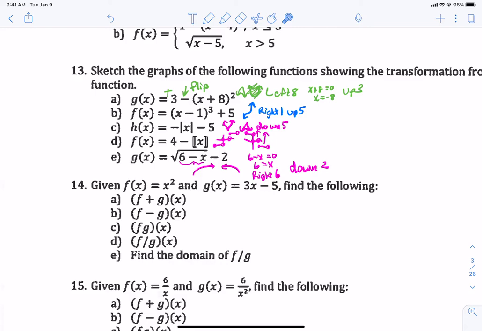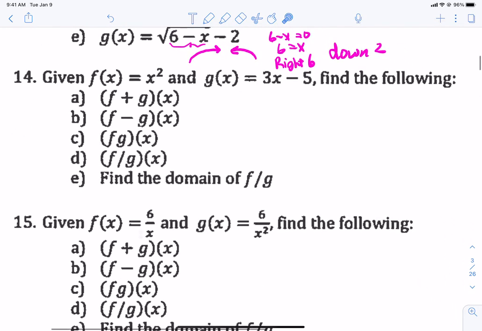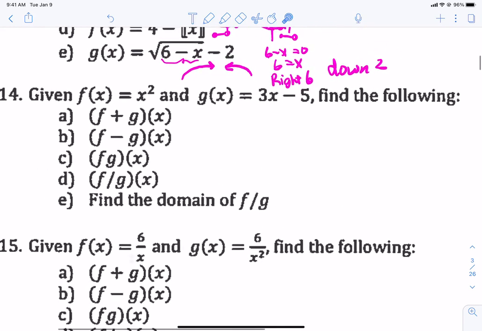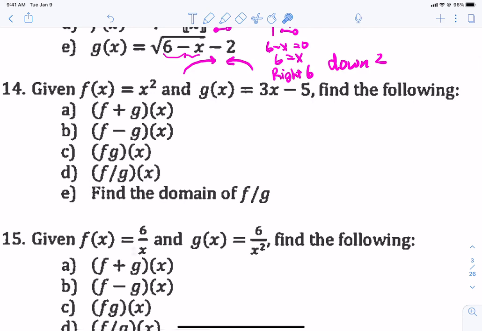Okay, these ones. We really only have to do 14. We can kind of skip 15. Maybe the domain we could talk about, but let's take a look at 15. To add the functions, don't make it harder than it is. Just list them up and add up like terms. So this is just x squared plus 3x minus 5.